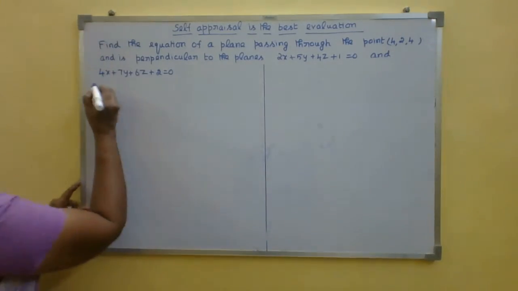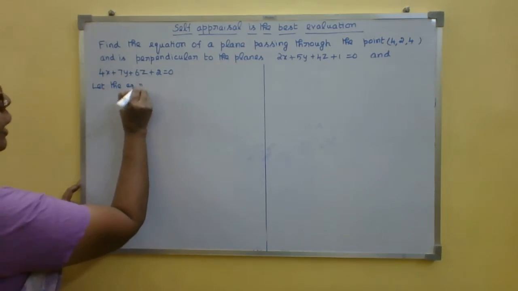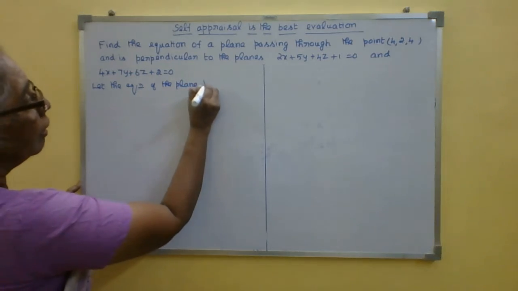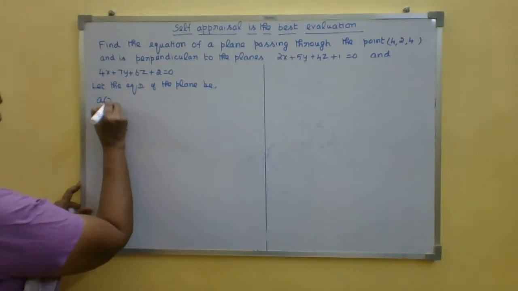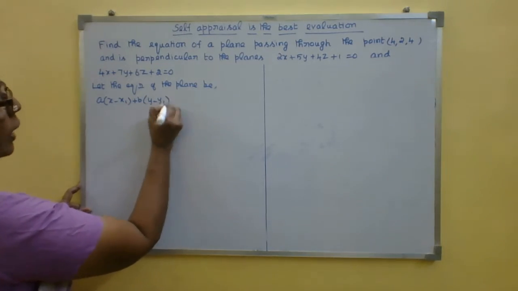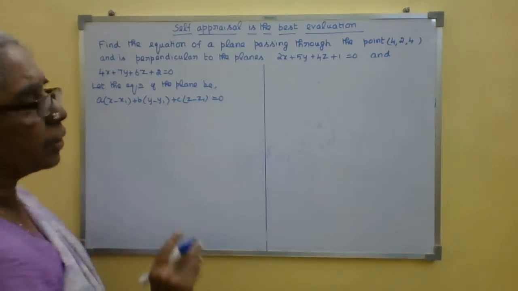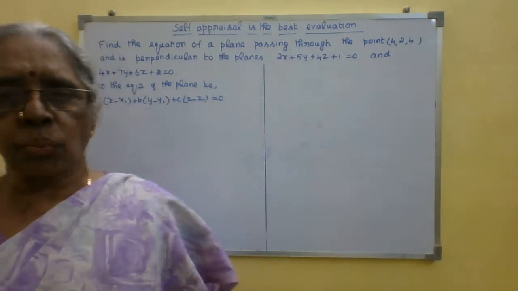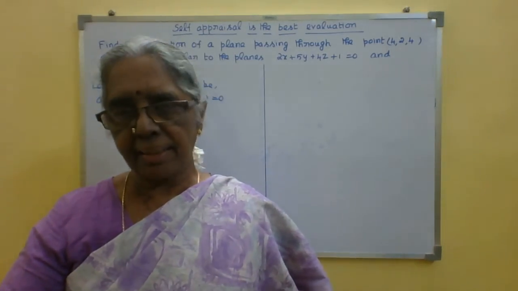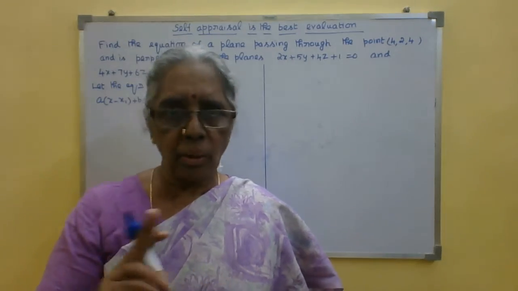First, let the equation of the plane be, in the general form, a(x - x1) + b(y - y1) + c(z - z1) = 0. Here you know that (x1, y1, z1) is a point through which the plane passes, and a, b, c are the direction ratios of the normal to the plane.